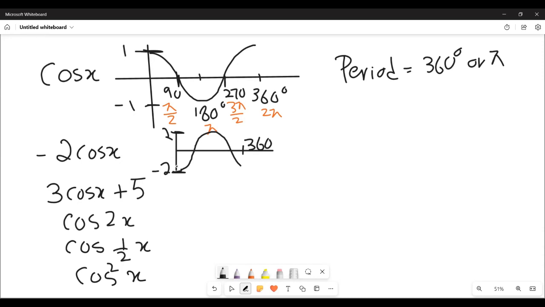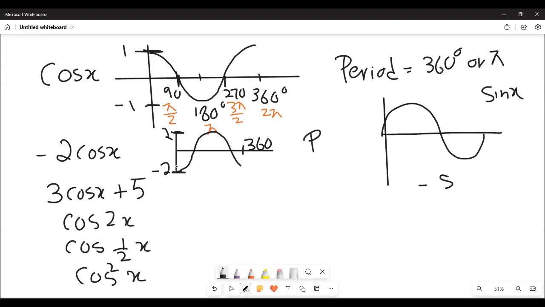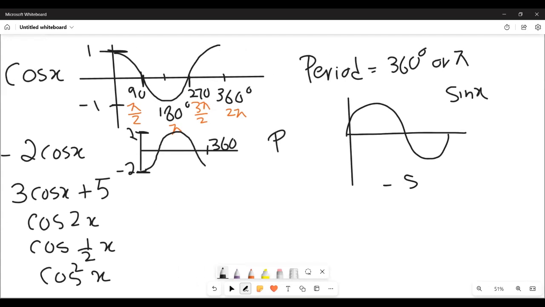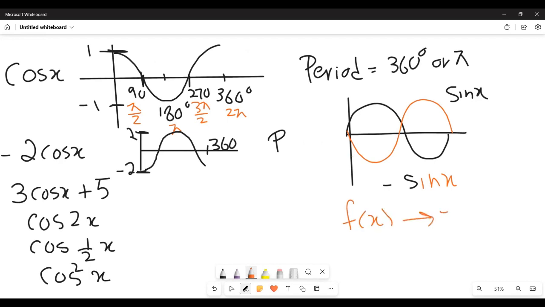Miss, I don't understand why it was reversed. Because just like sin x was like this, but minus sin x is different. Okay, miss. So if it was positive 2 cos x, then it would have still remained the same, right? Yes. Minus sin x is a reflection of sin x on the x-axis, because we have studied in transformations that when f(x) becomes minus f(x), it reflects on the x-axis.